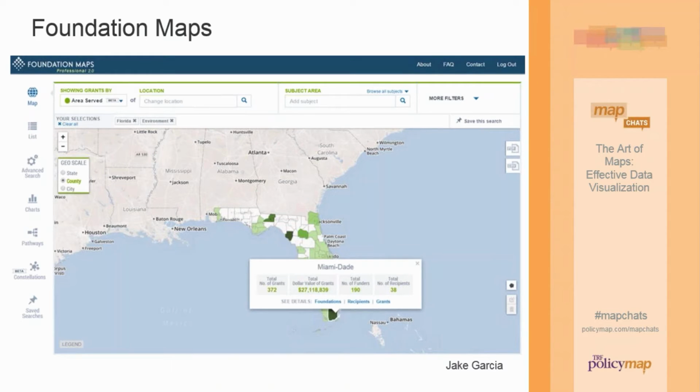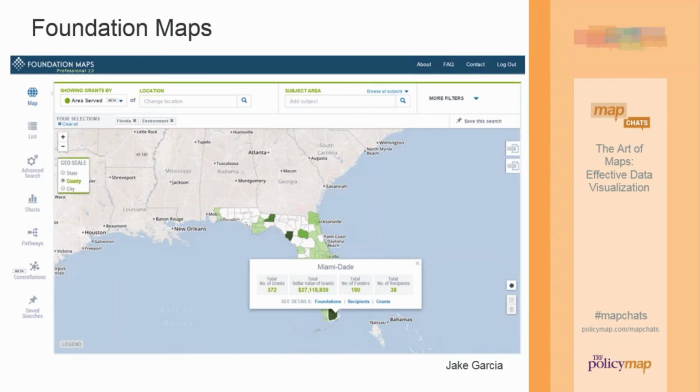Here is a choropleth, or thematic map, showing just Florida. I don't know if you can see the little buttons, but it's as if you chose Florida as the state for the geo area served, meaning it doesn't matter where the recipient's located. The area of benefit is Florida, and the subject of the grants is environment. You can see a shaded map where white means no dollars, and up to dark green means more money comparatively in this small region.